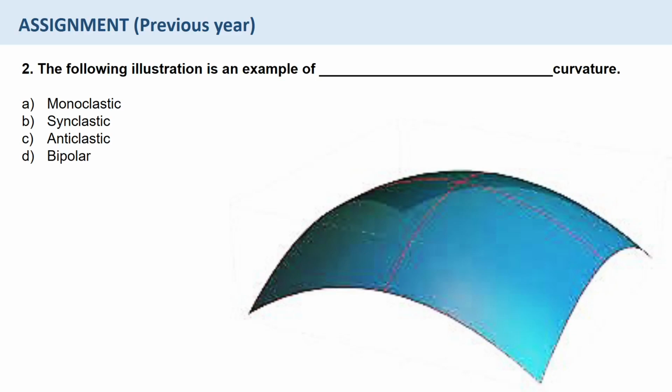I hope this is clear. Basically, monoclastic has one single curvature in one direction. Synclastic has two curvatures. It is doubly curved but both the curvatures are in the same direction. Anticlastic also has two curvatures but both of the curvatures are in two different directions. Example of monoclastic is a barrel vault. Synclastic is a dome. Anticlastic is a saddle.